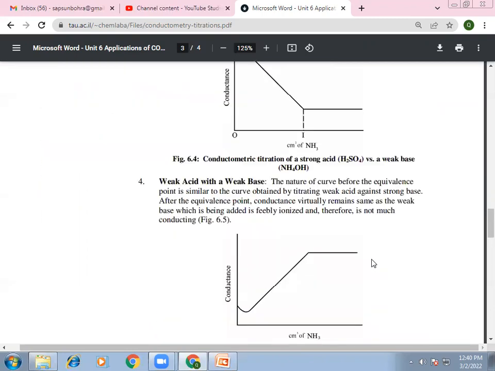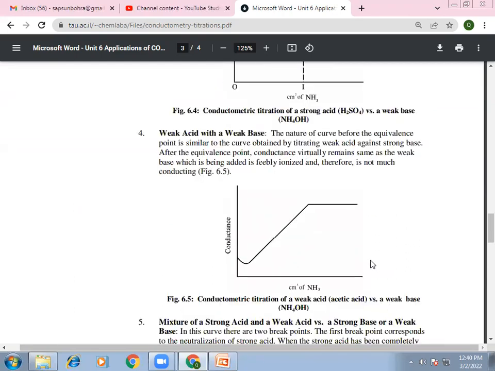Then we have one more example, that is weak acid versus weak base.